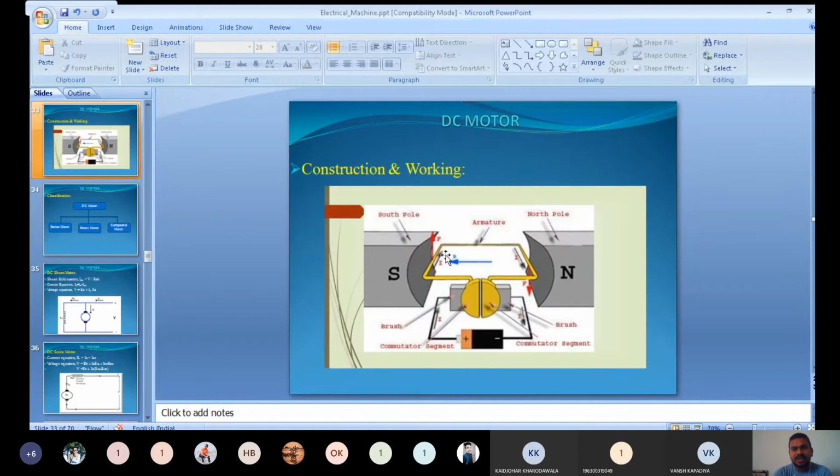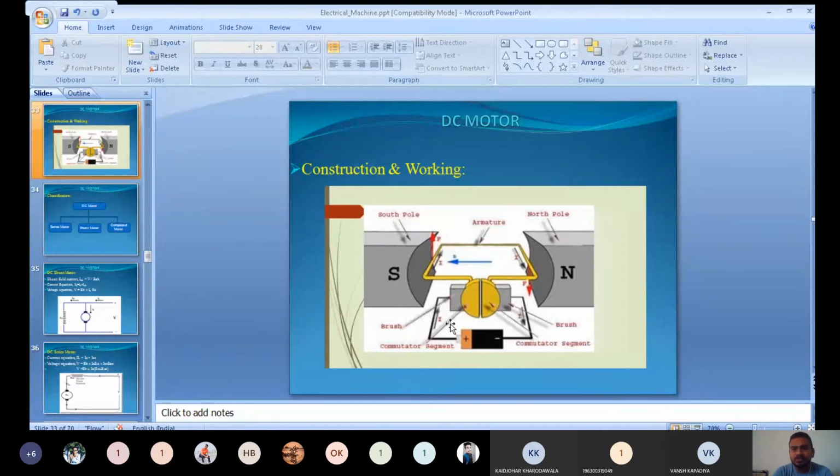So this armature conductor rotates in a magnetic field in this direction. When your motor starts rotating, all the conductors in the motor's armature also rotate. So all these conductors placed in the armature rotate in this direction, and at that time all these armature conductors cut the magnetic field.